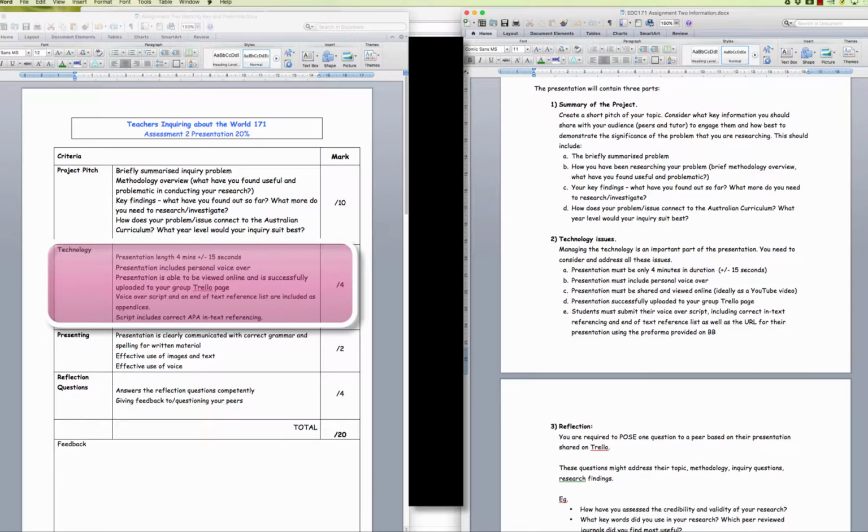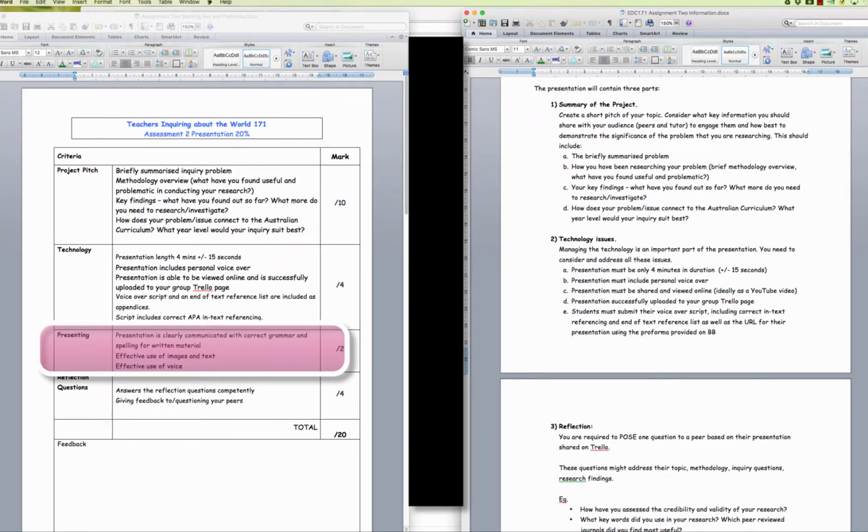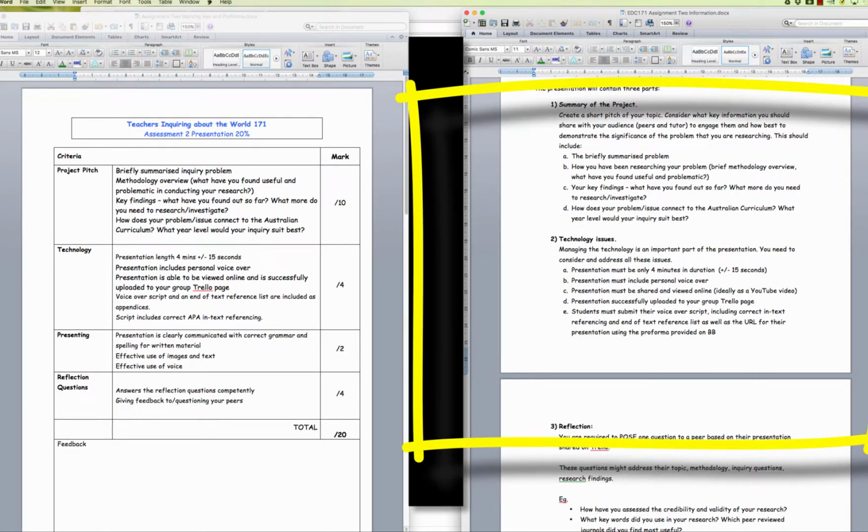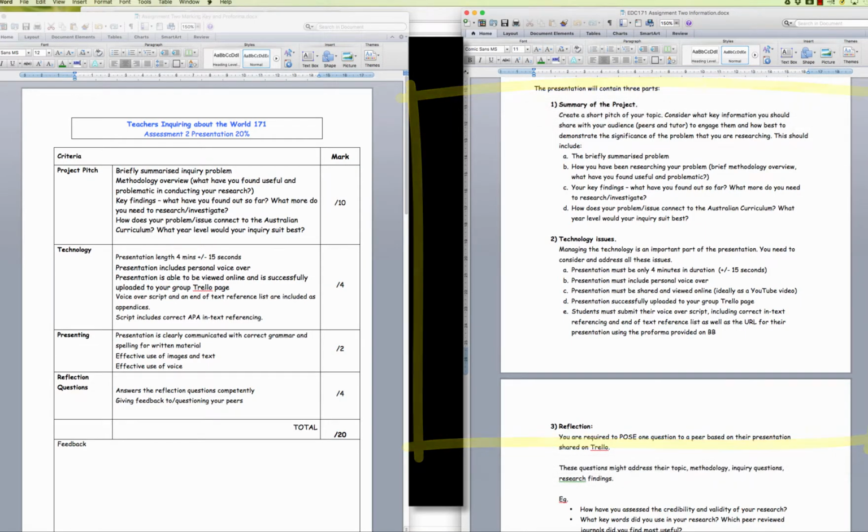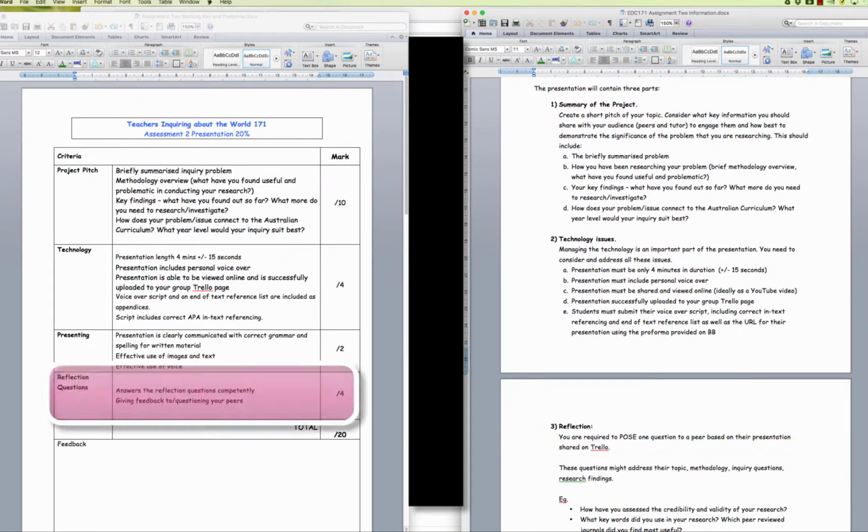Well, I think you can see that this is connected to the technology issues section of the assignment two information document. All right, and then the third criterion is presenting. Presentation is clearly communicated and so on and so forth. Well, this is not related to any one particular of the three parts, but the overall, so each of the parts and overall. Finally, the reflection questions, I think quite clearly connects with the reflection section of the assignment two information document.